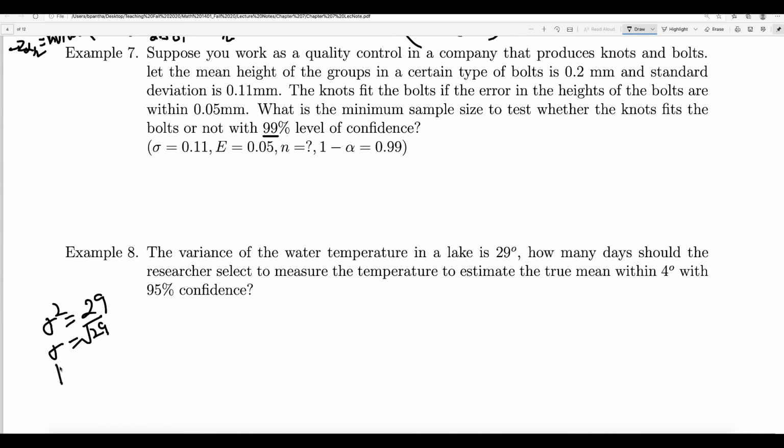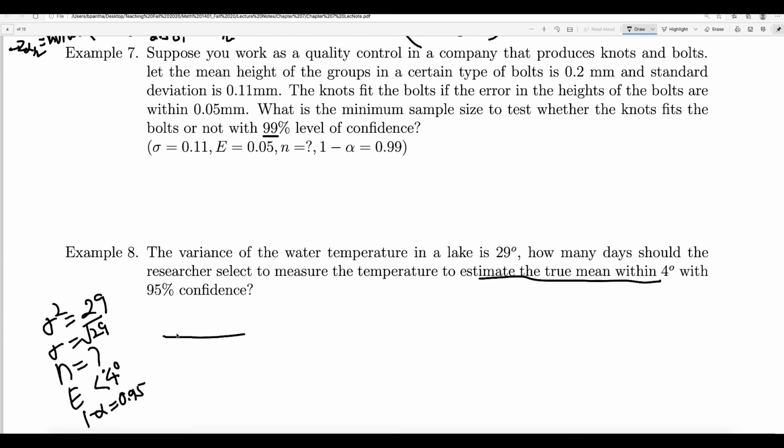N equals what? Sample size equals what? Measure the temperature to estimate the mean within 4 degrees. So the error must be less than 4 degrees. So we will plug in E equals 4 degrees there. Your estimate must be within 4 degrees; that's what the error is. And then 95% confidence, right? 1 minus alpha is 0.95.